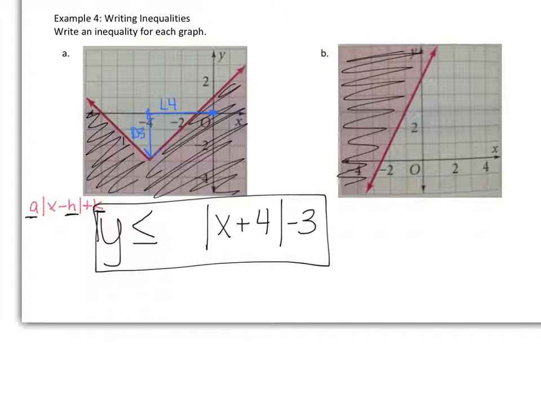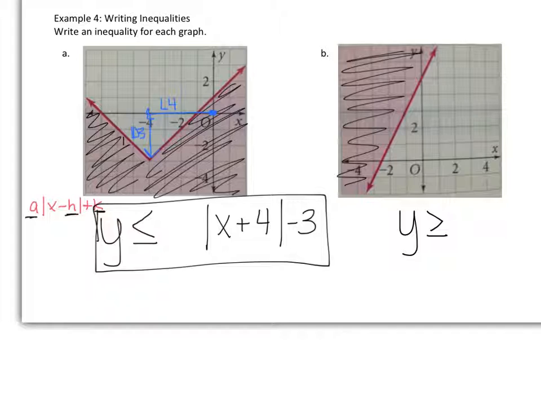All right, so for B, what's the sign going to be over there based on the shading and the line? Greater than or equal to. So if it's dashed, what would be the difference? There would be no or equal to part. All right, so we have y is greater than or equal to.